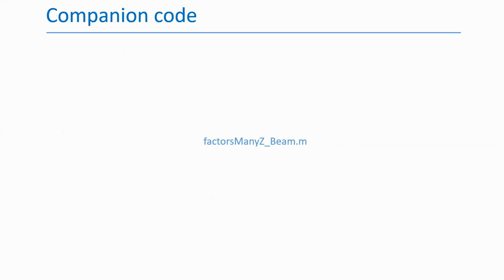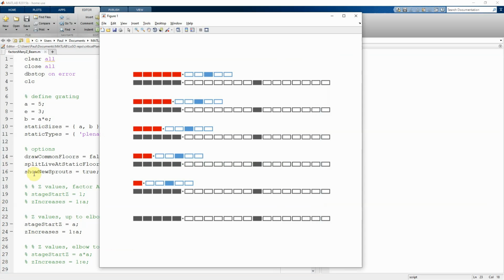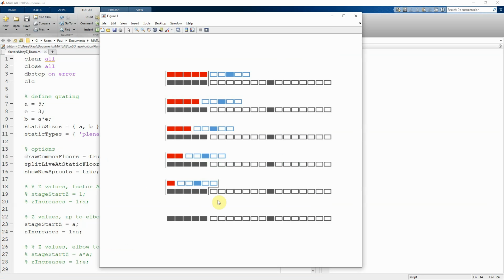Let's also see the file factorsmanyzbeam.m. This is like the previous file, except that it draws factor diagrams instead of spatial ones. There are also some other options. For example, if you set draw common floors to true, then it draws any floor or ceiling that is shared by the chains. By the way, note that a floor can be a straight vertical line, like here, but it may also be shaped like a zigzag.